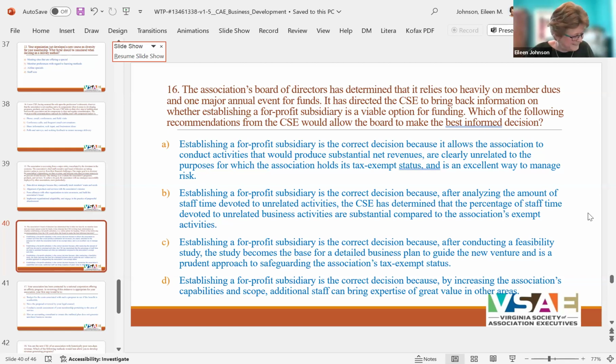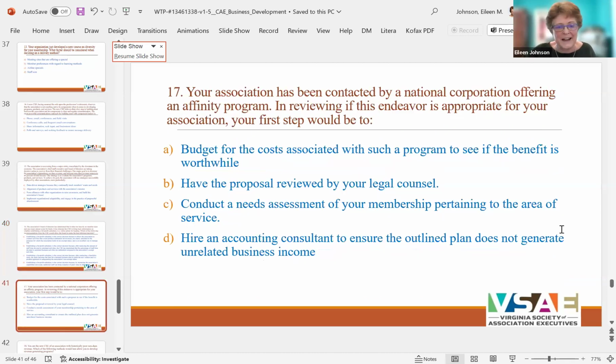Again, the one that just reads the most prudent to me is C. That's the correct answer. Yay! Yeah, it just seems like, again, due diligence: the feasibility study and safeguarding the tax-exempt status. Those are right. I read B and I thought, okay, they've lost their exemption. If most of the staff work is unrelated, that's not a good idea.